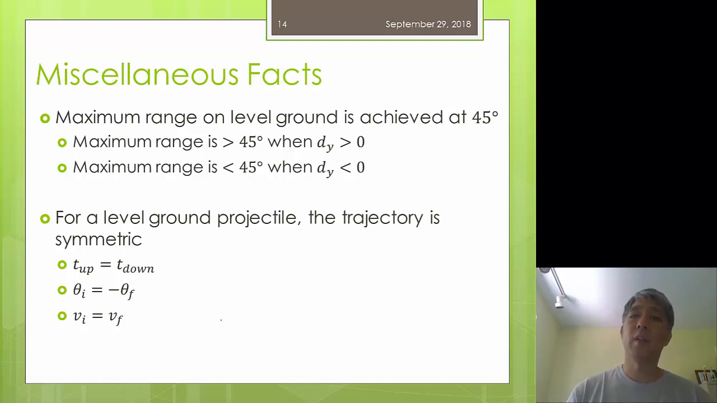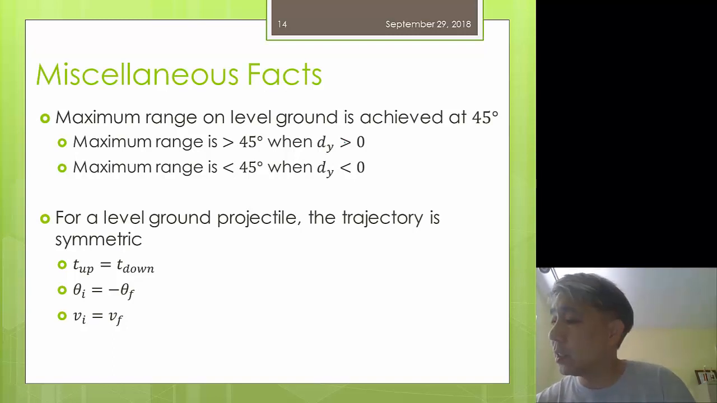And just to summarize, when the projectile is on level ground, we have a couple of points that are symmetric that we can use. The point that's important to remember is that the maximum range on level ground is going to be achieved at 45 degrees, and it's going to be symmetric around that angle. The range at 45 plus 5, 50 degrees, is the same as the range at 45 minus 5, or 40 degrees. 30 and 60, any complementary angle will have the same range.